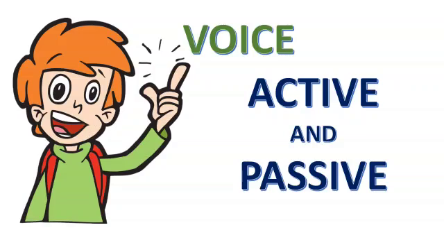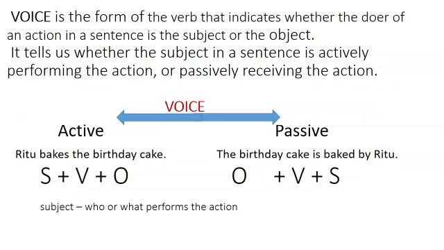What is verb voice? Voice of a verb describes its relationship with the subject, object or any other element in the sentence. We can say voice is the form of the verb that indicates whether the doer of the action in a sentence is the subject or the object. It tells us whether the subject in a sentence is actively performing the action or passively receiving the action.